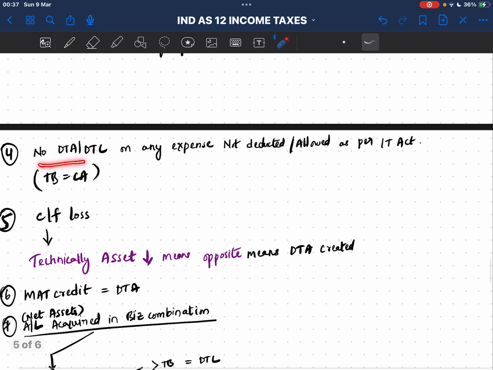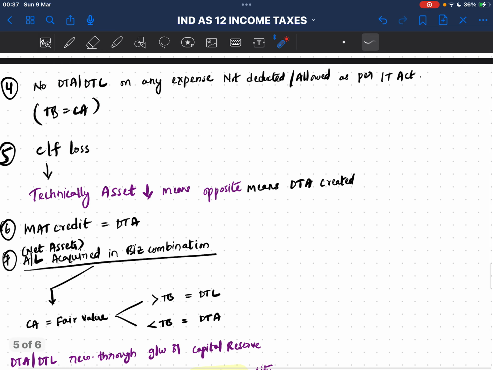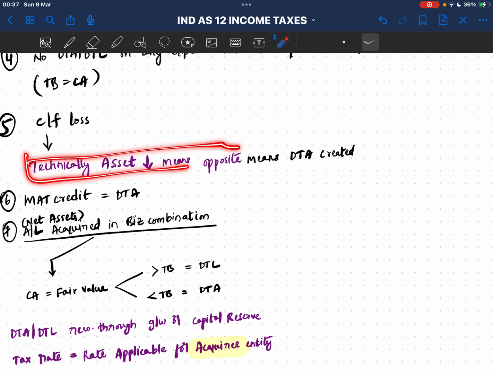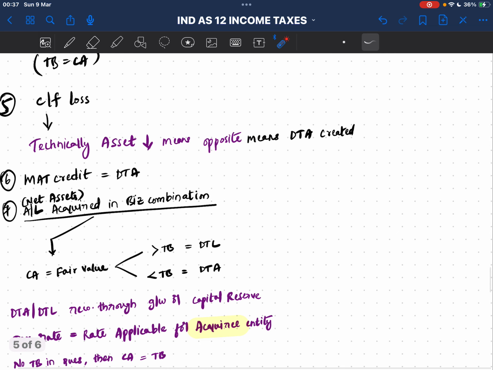Next, DTA DTL on any expense not deducted or allowed as per Income Tax Act. Tax base is equal to carrying amount. Next, carry forward loss. Technically an asset, which means technically an asset going down, which means the opposite. That means DTA is created. This is just a trick to remember, not any other explanation. MAT credit is equal to DTA.